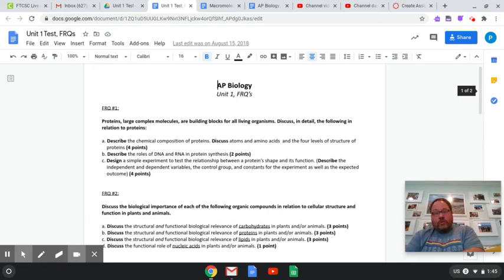So whatever you do on multiple choice, that'll make up half the weight of your test, and then this FRQ will be worth half the weight. So the goal is to get to 10 points. All right. So let's look at the first FRQ.